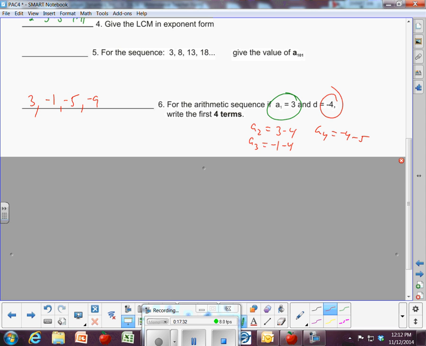Okay, anybody think they have the correct answer to number 5? Number 5. Alexandra? 500 and how many?